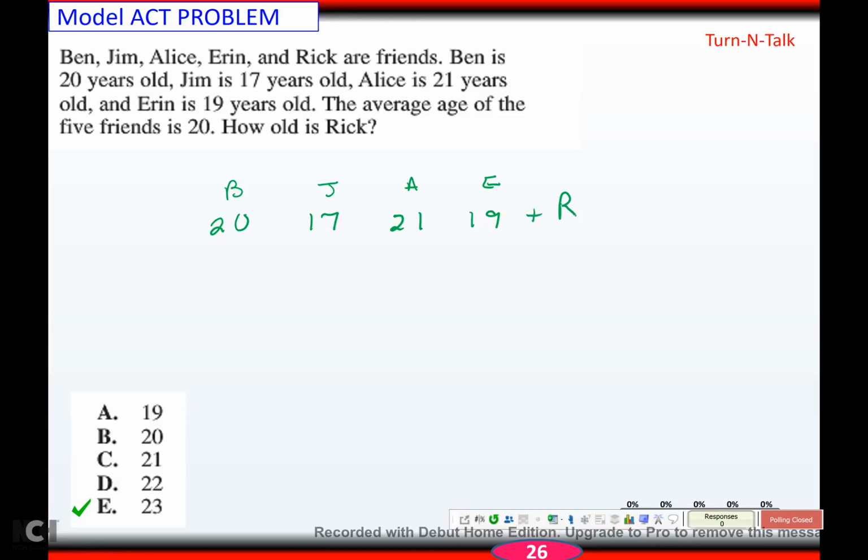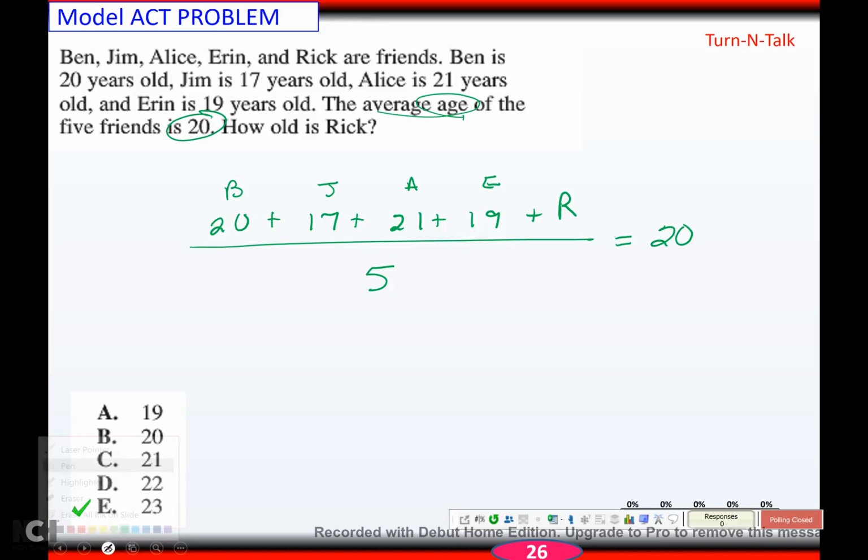Well, I don't know how old Rick is, but if I'm going to take an average, I need to add them all up and divide by how many there are. 1, 2, 3, 4, 5. And it says that average is 20. So whatever this is, it has to equal 20.